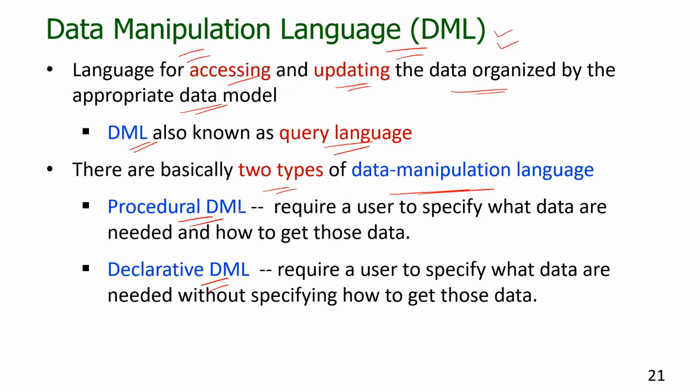Procedural data manipulation language requires a user to specify what data are needed and how to get those data. Declarative data manipulation language requires a user to specify what data are needed without specifying how to get those data. In declarative, the how is not specified, it simply concentrates on what data is needed. Whereas procedural concentrates on what data is required and how to get that data. Both are concentrated on.